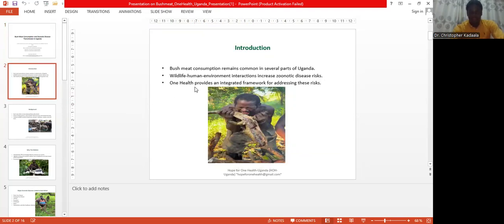Introduction. Bushmeat consumption remains common in several parts of Uganda. Wildlife, human, and environment interactions increase zoonotic disease risks. One Health provides an integrated framework for addressing these risks. I've attached a photo of some of the community members engaging in bushmeat hunting and consumption. Hope you can see it. Next slide.